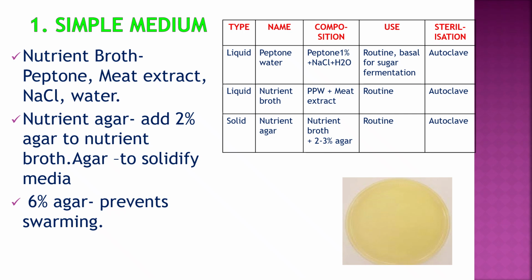First ingredient is nutrient broth, which contains peptone, that is the protein part, then meat extract, sodium chloride, and water. If you add agar to this nutrient broth, it becomes nutrient agar. The role of agar is to solidify the media. The concentration used is 2%. If you use 6% concentration of agar, then it prevents swarming of bacteria like Proteus.